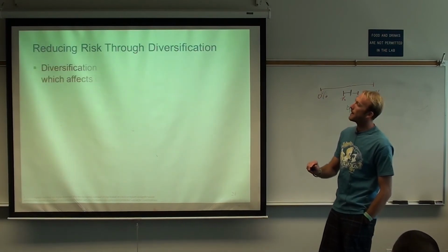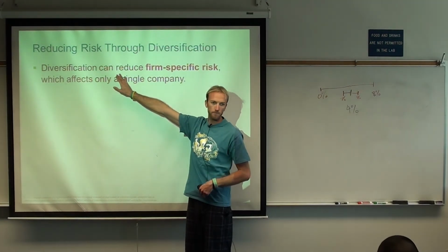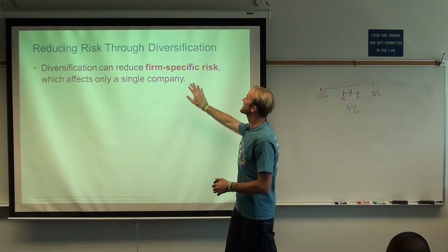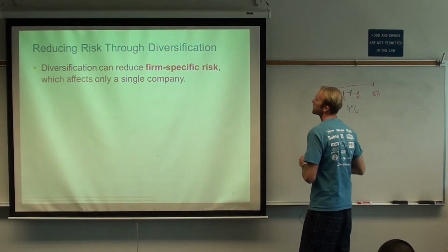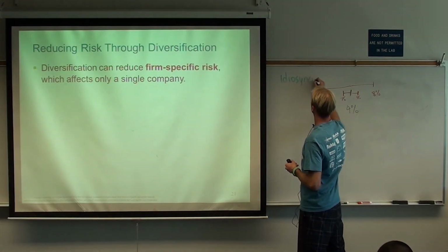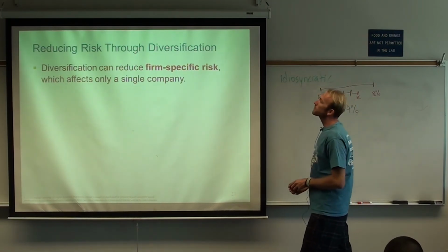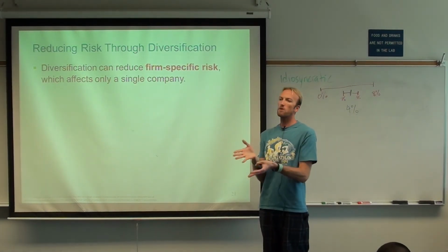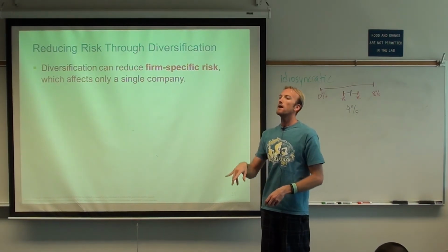So, diversification, if it's done properly, will protect against firm-specific risk. We also call that, you'll hear this often, idiosyncratic risk. All right? So it protects against firm-specific risk, which affects only one company or maybe one industry, maybe all the cell phone companies, right? If all the cell phone companies go down together, right?